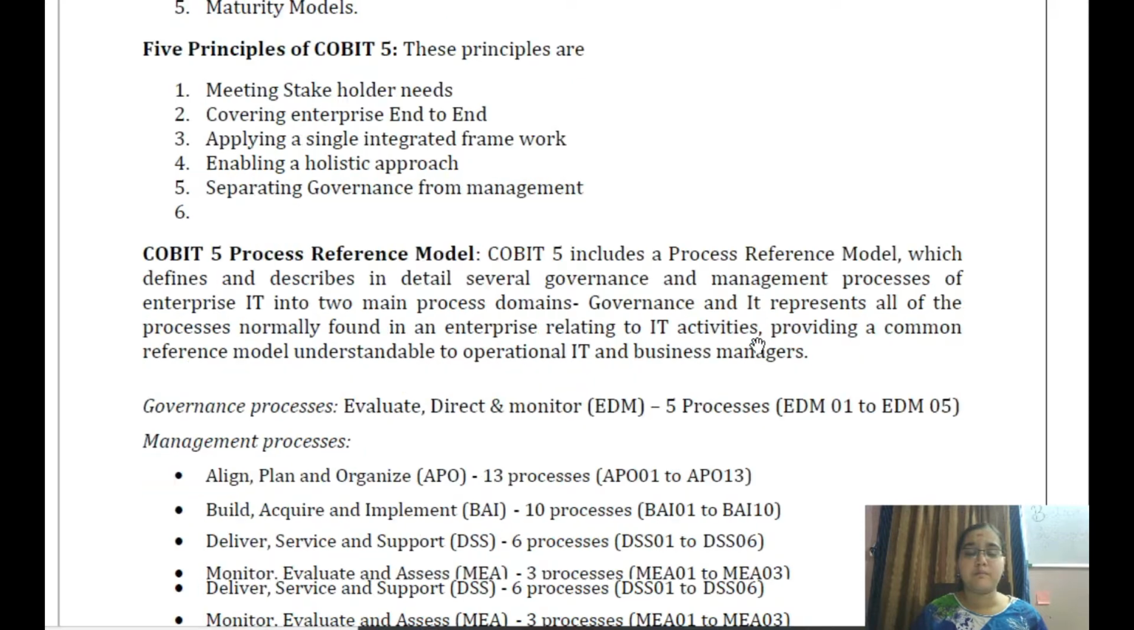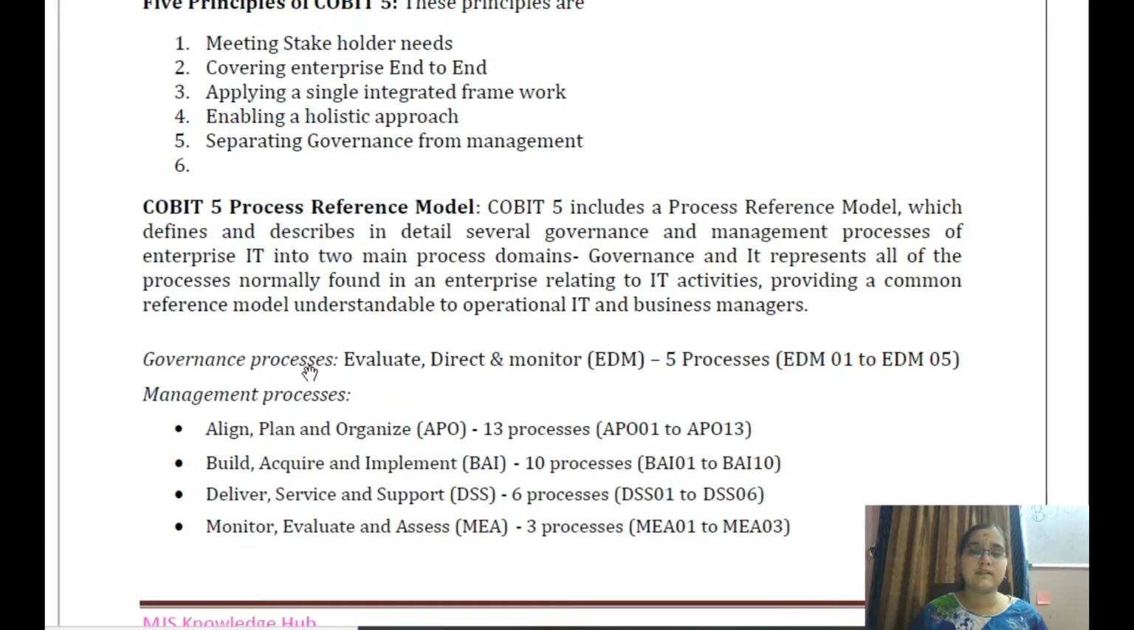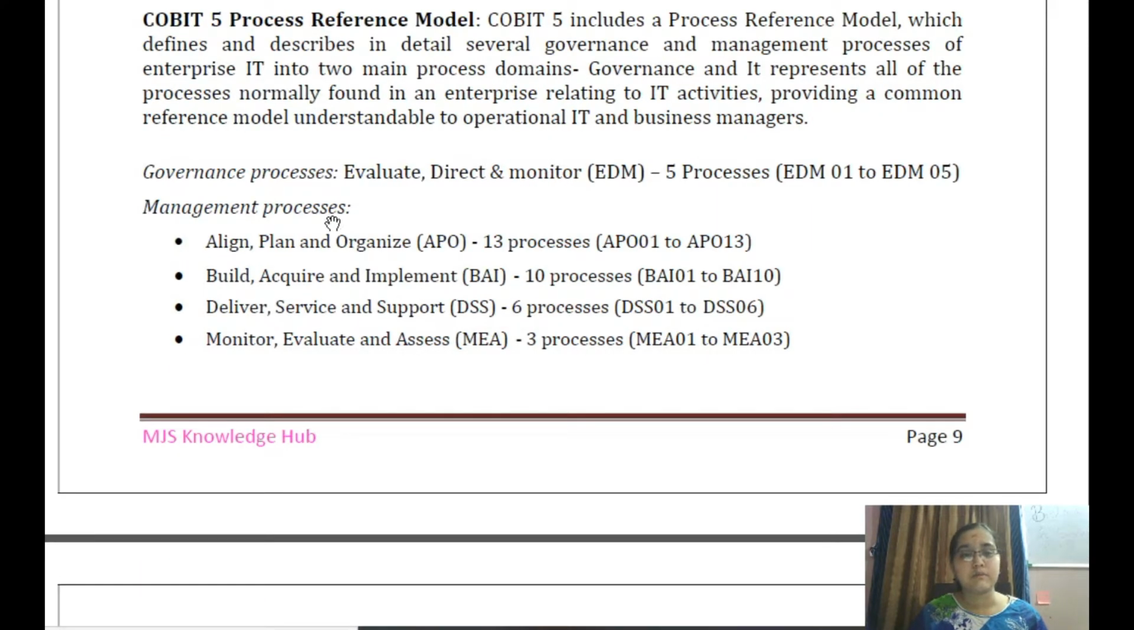So what are the different types of models we have? First, in the governance there are 5 processes in total, that is evaluate, direct and monitor. Again, in the management processes there are 4 varieties. First is APO, align, plan and organize. It has a total of 13 processes. Then build, acquire and implement has 10 processes. Then deliver, service and support has 6 processes, and monitor, evaluate and assess has 3 processes.